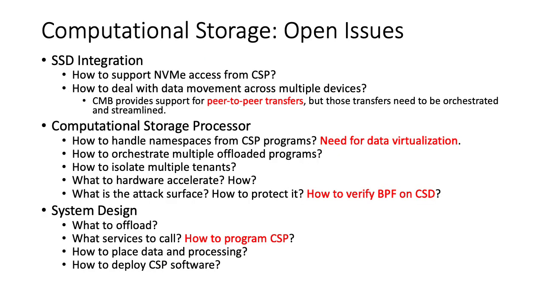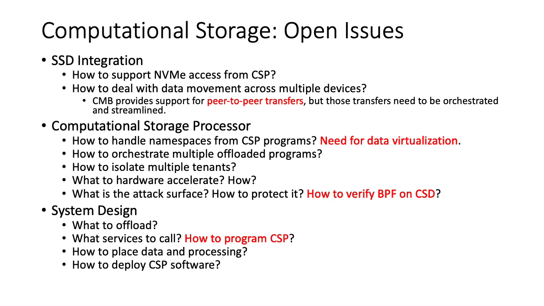There's been a lot of work on near data processing, but not so much in terms of integration of what we now call a computational storage processor and external SSDs. So how to support NVMe access from the computational storage processor, how to deal with data movement across multiple devices. CMBs, as we mentioned, could be used for peer-to-peer data transfers. On the computational storage processor, the questions are how to handle naming, how to orchestrate multiple programs, how to isolate across multiple tenants, how to use hardware acceleration, and then there's security.